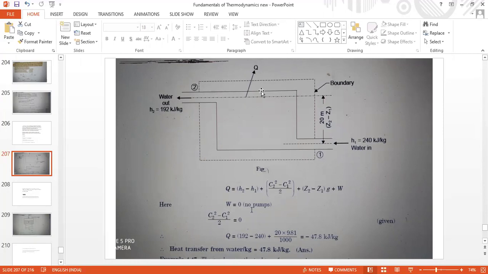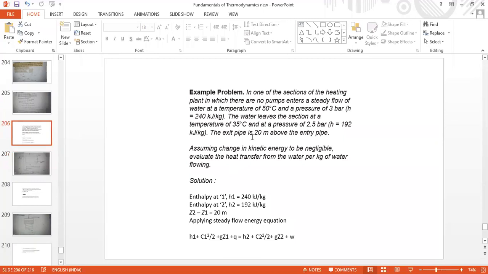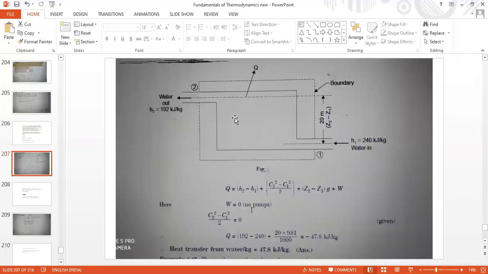Here the figure is given: water is entering at a lower position and leaving at a higher position, and the difference is 20 meters. That is given in the problem. The exit pipe is 20 meters above the entry pipe. This figure is given in the problem itself. So if this is the situation, then the solution will become easier.